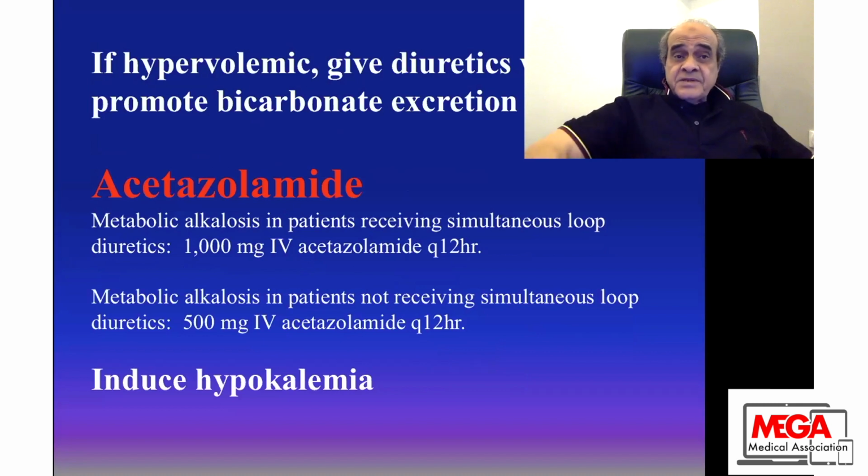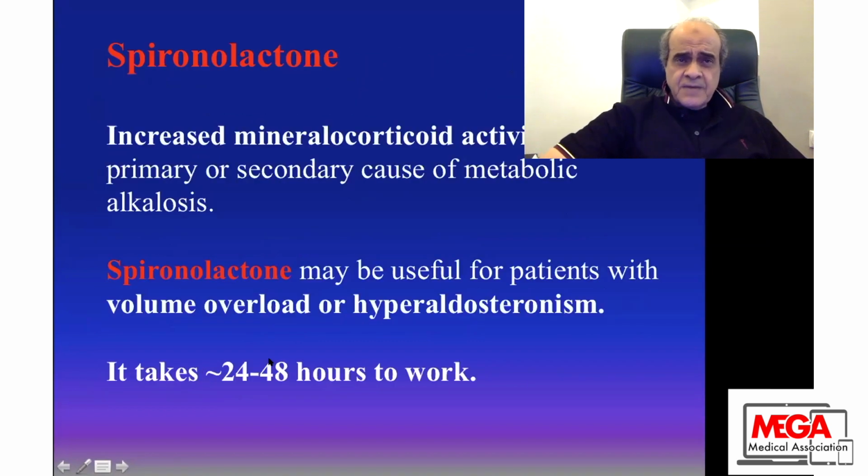If the patient is hypervolemic, you can start a diuretic which promotes bicarb excretion, especially acetazolamide. You can give the dose of acetazolamide 1,000 milligram IV every 12 hours if the patient is receiving another loop diuretic. If not receiving another loop diuretic, you can give only 500 milligram IV acetazolamide every 12 hours. But take care, acetazolamide causes hypokalemia, and so you have to correct the hypokalemia.